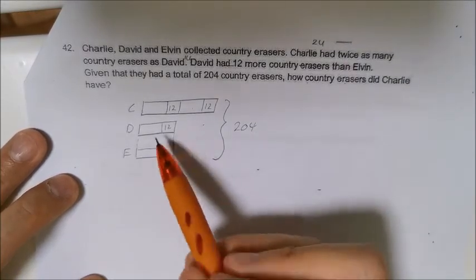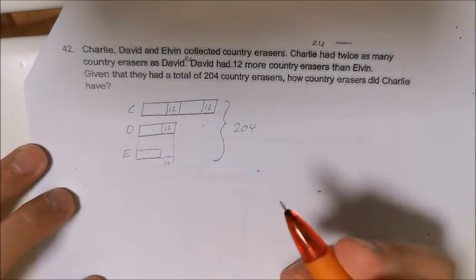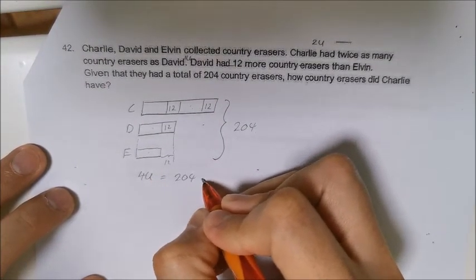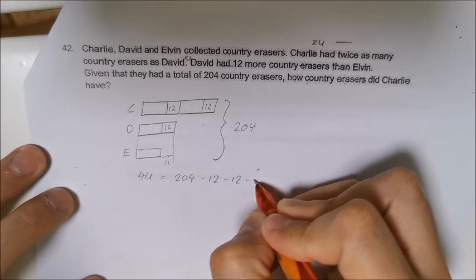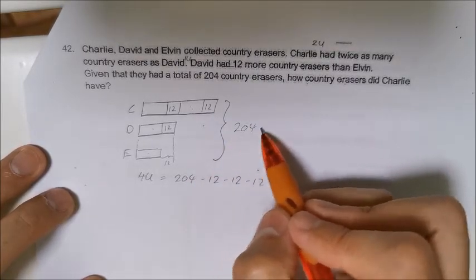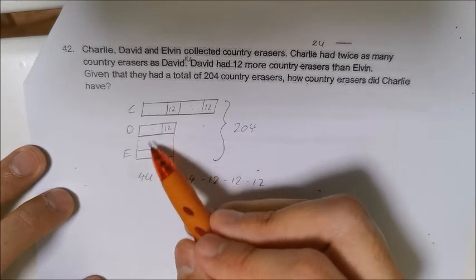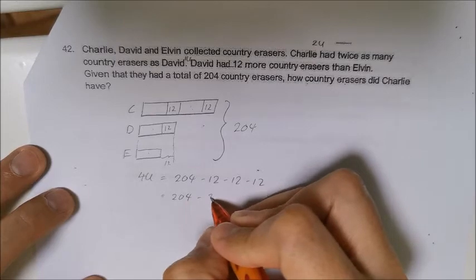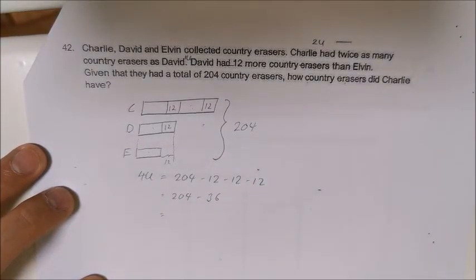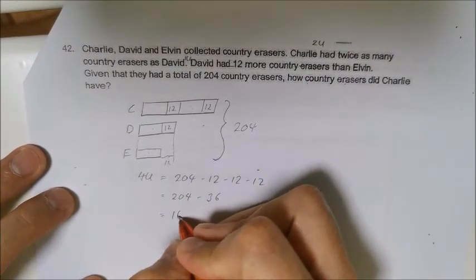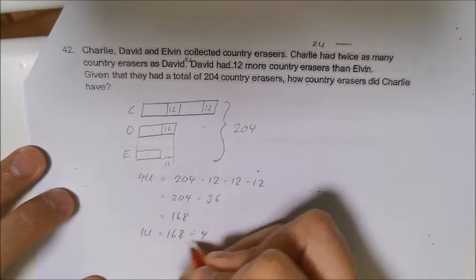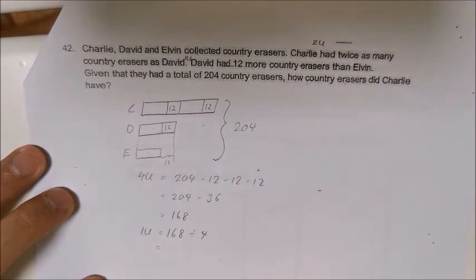Okay, so what we need to do is that 1, 2, 3, 4, there are 4 units here, right? So 4 units equals to 204 minus 12 minus 12 and minus 12. So you take the total minus all the numbers, I get back my 4 units. Okay, so that will be just 204 minus 36, and what's the answer? 168. So 1 unit will be just 168 divided by 4. I can find 1 unit is 42.